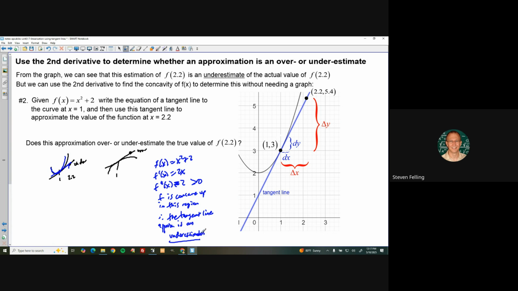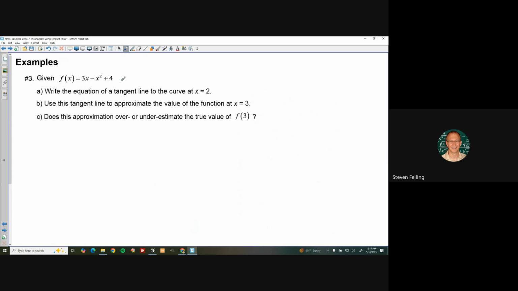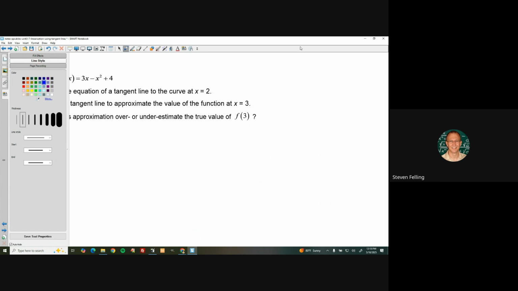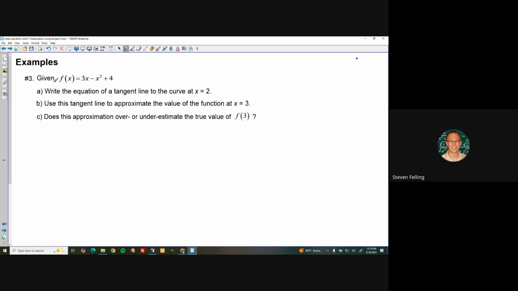So we should conclude this as an underestimate because the second derivative is positive and therefore the curvature is upward. Okay, here's another problem, similar. Pause the video if you can, try it, give it a shot, and then unpause and see how close you got. Given this function, f of x is 3x minus x squared plus 4, write the equation of the tangent line.